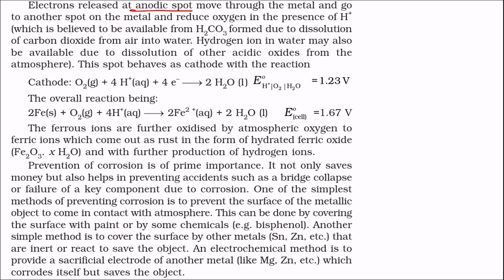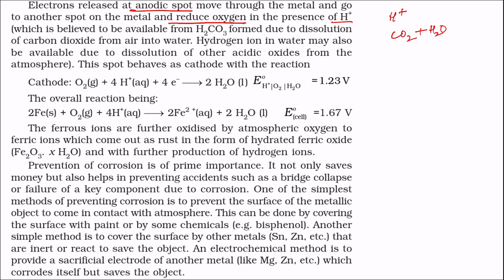When they come in contact with H+ ions, these electrons reduce oxygen in the presence of H+ ions. These electrons move from the anodic spot to some other spot on the metal, where in the presence of H+ ions, they will reduce the oxygen. Now, from where do they get H+ ions? In the atmosphere, carbon dioxide is present. In the atmosphere, water is also present.